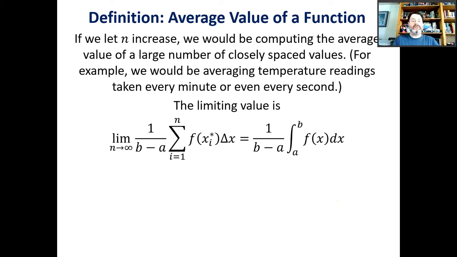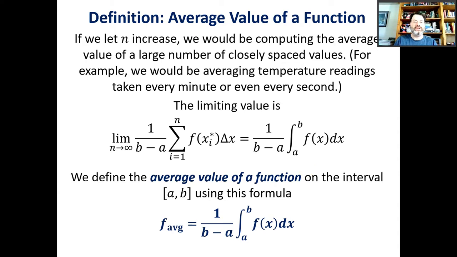So if n increases, we're computing the average value of a large number of closely spaced values. For example, we would be averaging temperature readings taken every minute or every second. So if we started off with 24 temperature readings and you wanted to make it more accurate, you could take a temperature reading every minute, so you'd have 60 times 24 readings, or every second, 60 times 60 times 24 readings. And eventually, the width of those rectangles is so small that you're basically doing an integral. And that's what this says here. So that's the formula we're going to use, and that's the definition of the average value of a function.